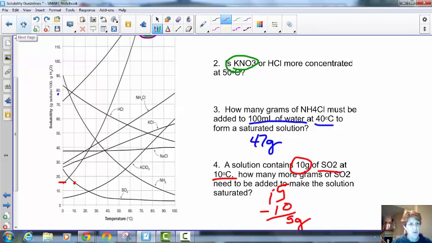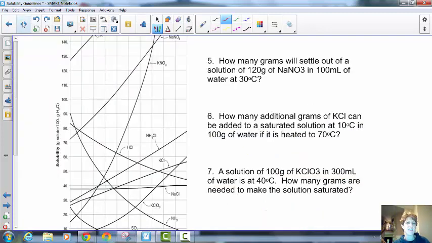All right, I have a couple more of these problems just so you get used to any that might come up. This one says, how many grams will settle out? If it's settling out, I've gone over the saturation line. And it has 120 grams of NaNO3 in 100 milliliters of water, so I'm keeping the water the same, at 30 degrees.